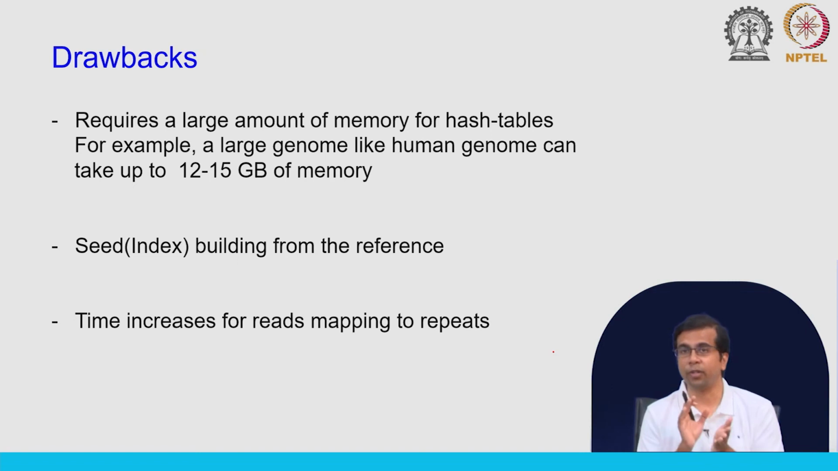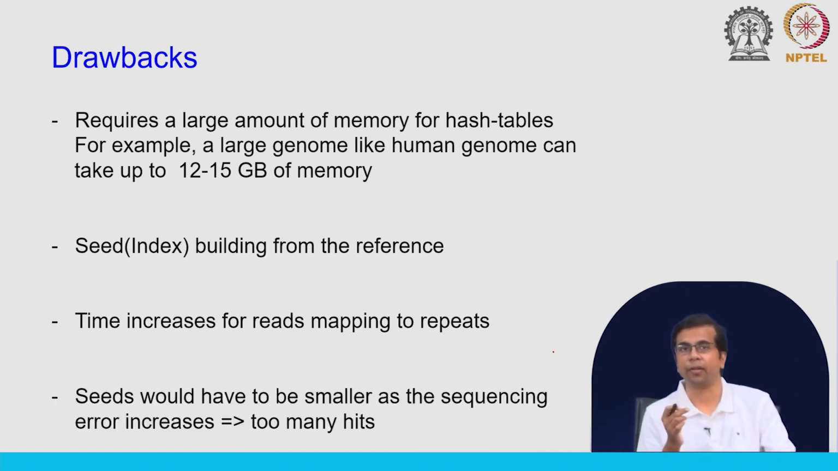So, this is something that will impact your choice of seed length. Now, the other problem we have is that if you have reads that are mapping to repeats, you will probably have some increase in time, because if there are a lot of matches for two regions, you have to extend, align and make that decision again, whether this read is mapping to multiple regions or not, whether the read is coming from repeat sequences or not.